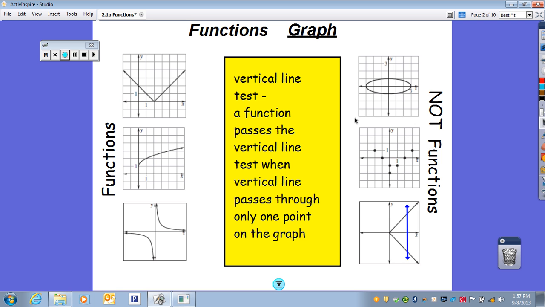If a graph passes the vertical line test, when a vertical line passes through only one point on the graph, then we know it is a function.